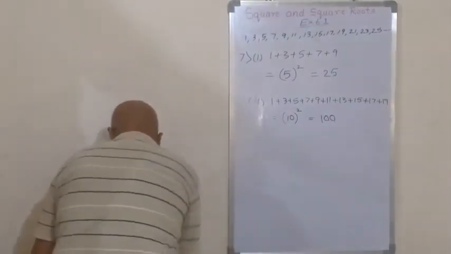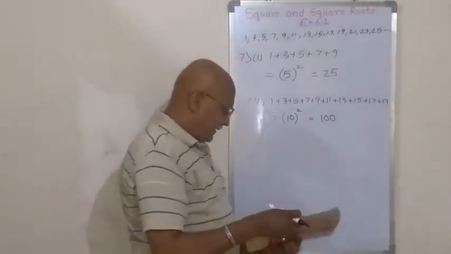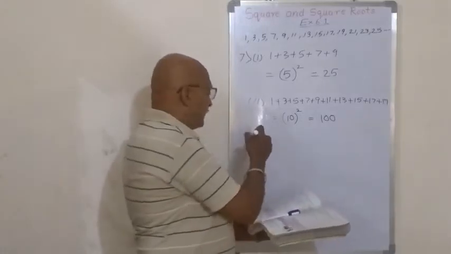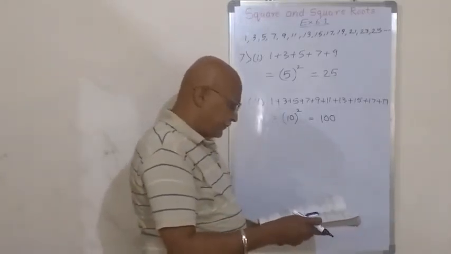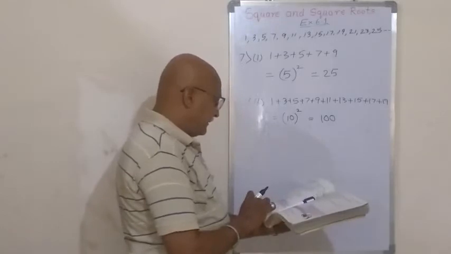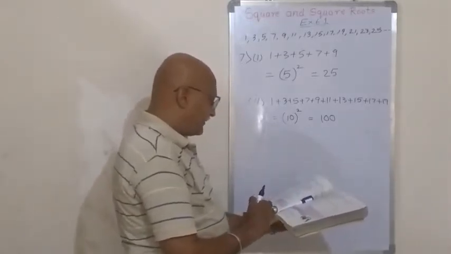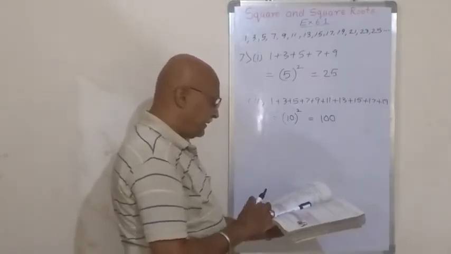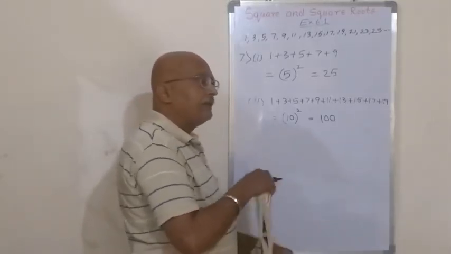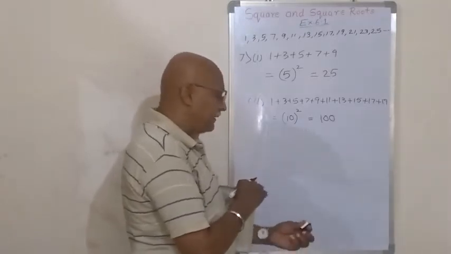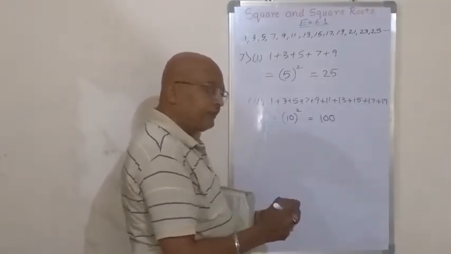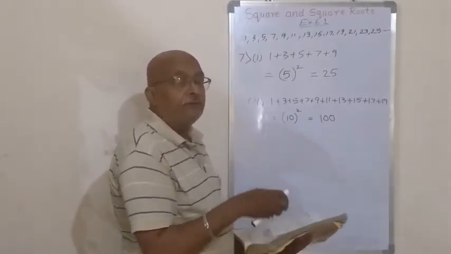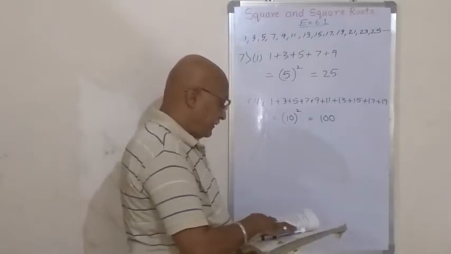Now next one, the third one of the 7th, you have to do. I will not do that. It is homework for you. In that, the odd numbers are added from 1 up to 23. That is 12 consecutive odd numbers being added. So when 12 numbers are added, what will you do? You will do 12 square.